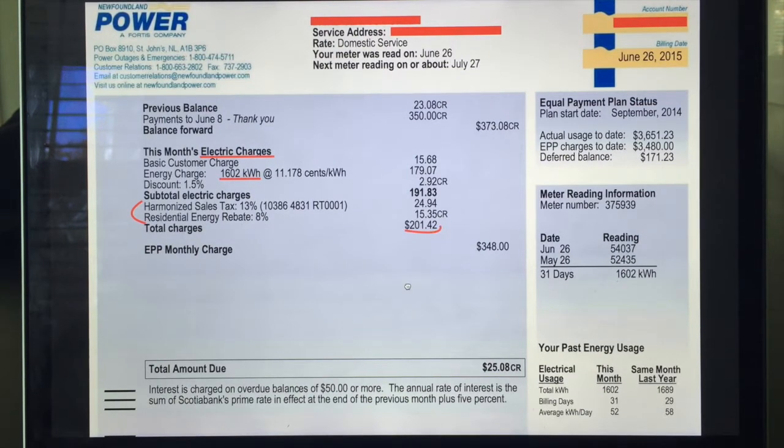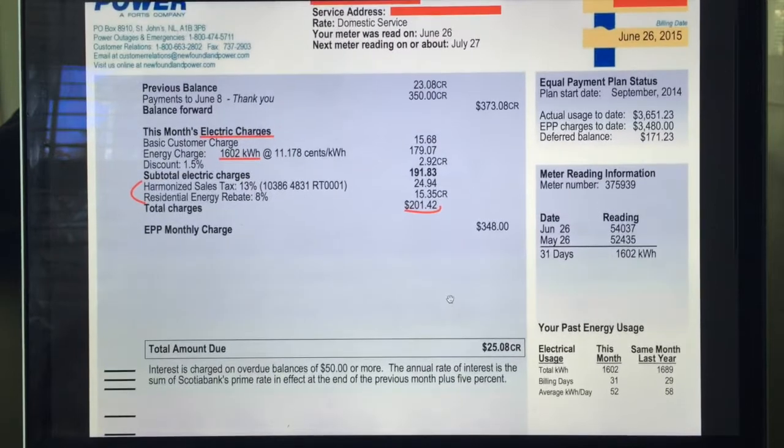$201.42. Now we're on an equal payment plan here, so you can see based on our plan start date, which I'll get to in a second, our payment was $348. So then what it does is it takes our balance that we had going forward for the bill, which was a credit of $378, minus the $348 charge, and we're still left with a $25 credit going forward. So on the next bill, this is what you'll see up here. We'll have going forward a credit of $25.